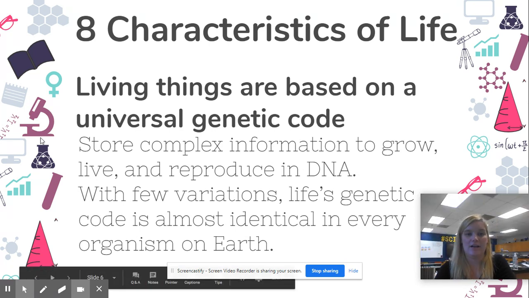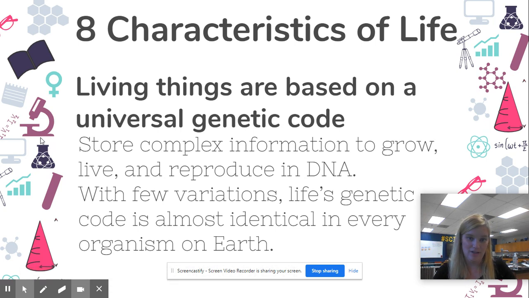Then, our second characteristic, living things are all based on a universal genetic code. And what that means is that all living things are able to store complicated information that allows us to grow, live, and reproduce in what we call DNA, or deoxyribonucleic acid. So with very few variations, our genetic code is almost identical to every other living organism on Earth.